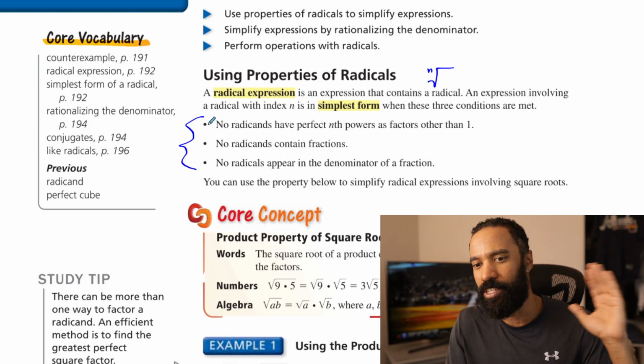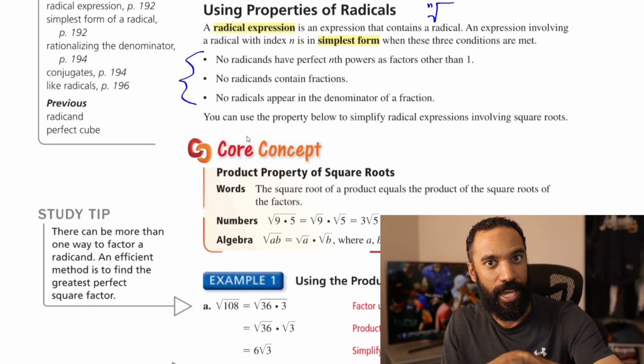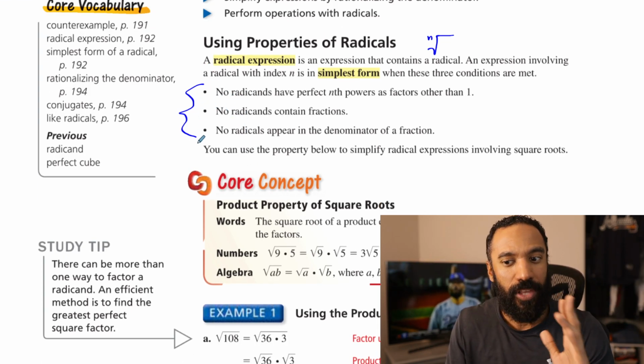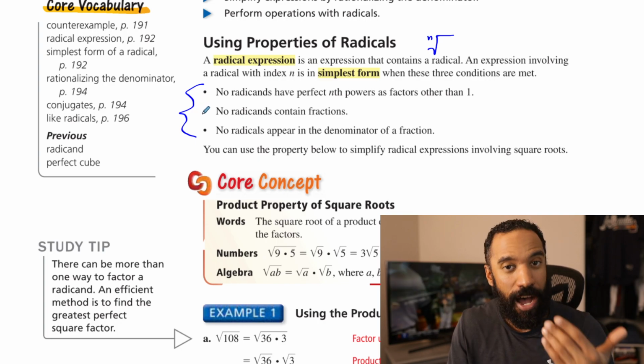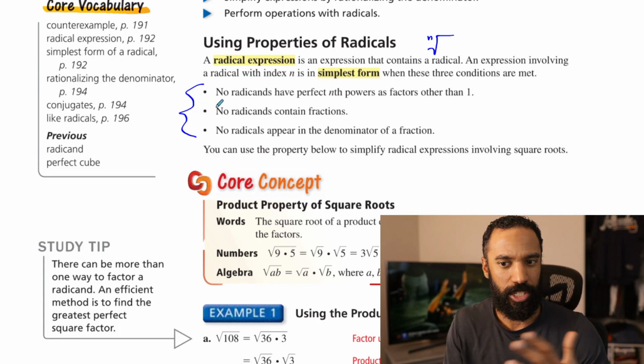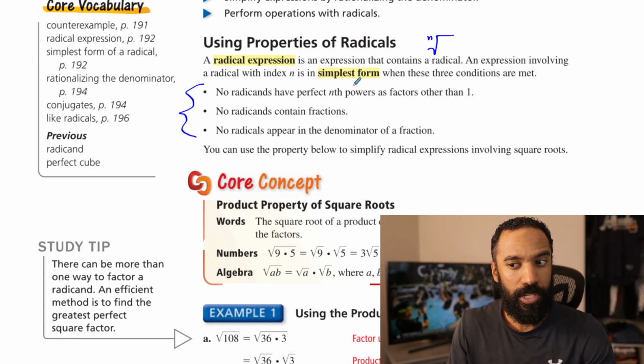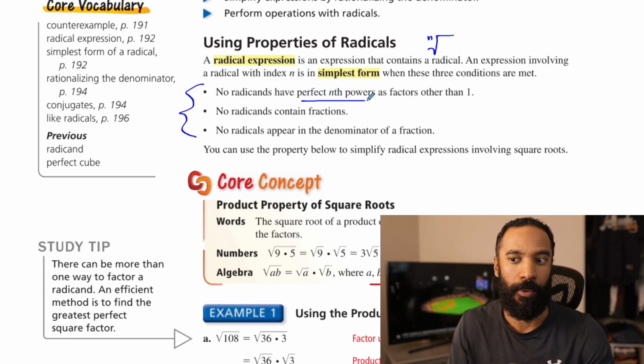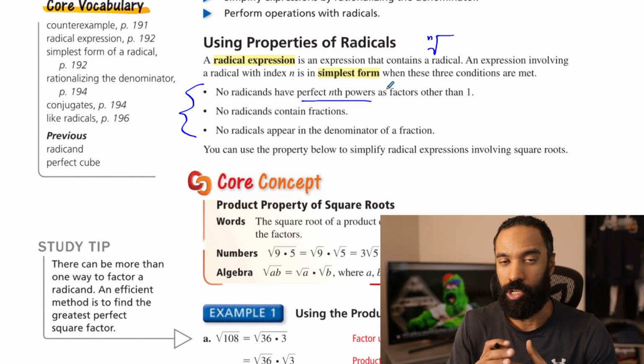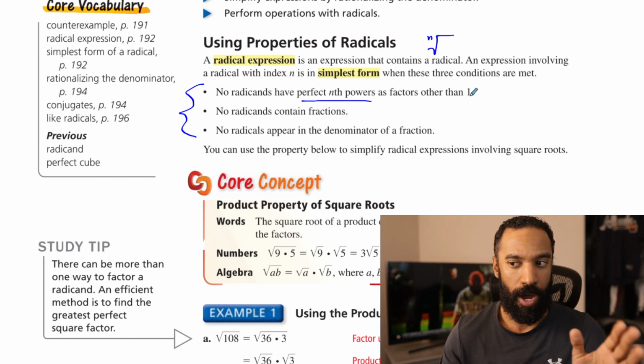I'm not going to give my own examples before theirs. Let's see how these conditions are met when they talk about these three things. Maybe you're like, I don't get it. We're going to get it together. What you do need to know are perfect nth powers. I don't mean you need to know what they mean; you need to know what they are. And they're saying other than 1, which is important.